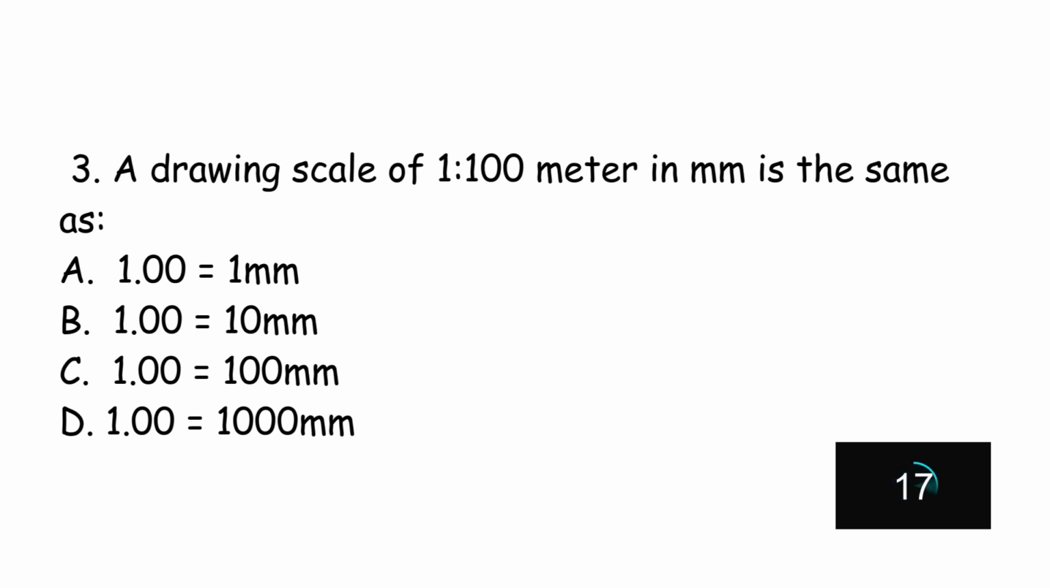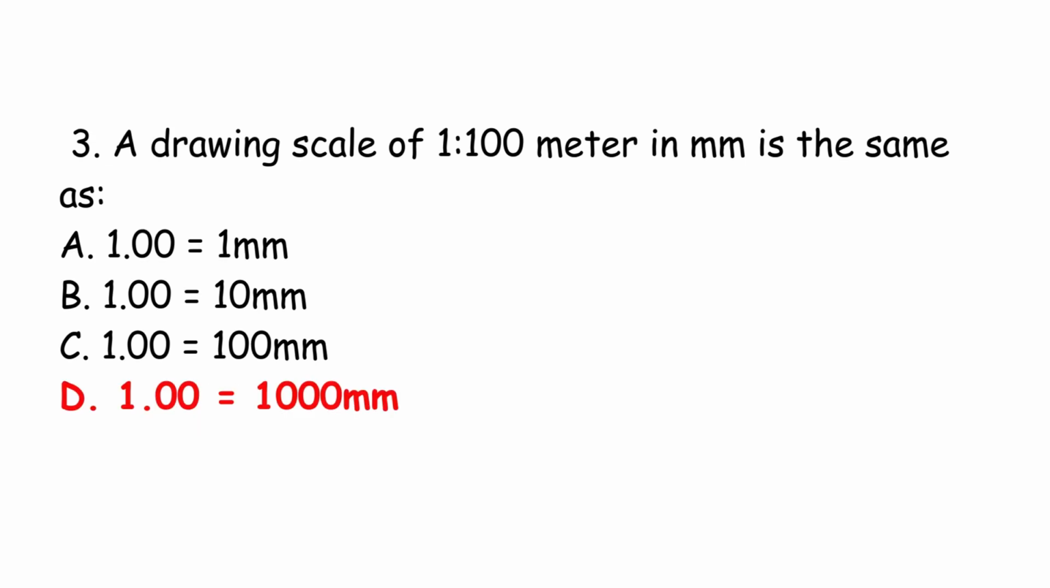Question number 3. A drawing scale of 1 is to 100, meter in mm, is the same as A. 1 meter is equal to 1 millimeter. B. 1 meter is equal to 10 millimeters. C. 1 meter is equal to 100 millimeters. D. 1 meter is equal to 1000 millimeters. The correct answer is D. 1 meter is equal to 1000 millimeters.